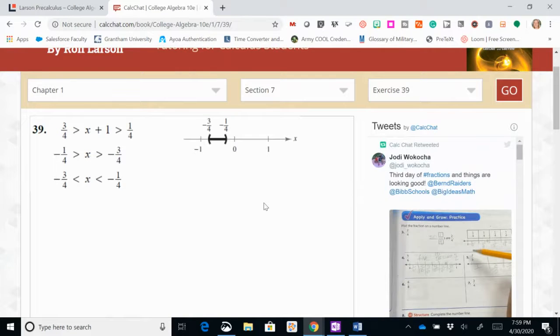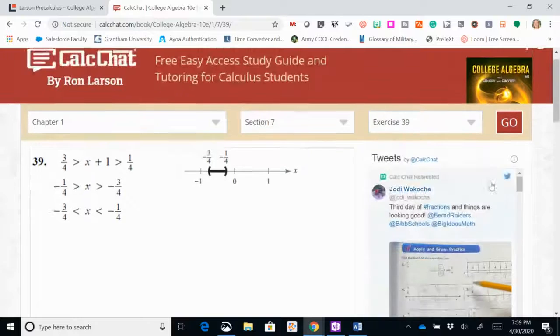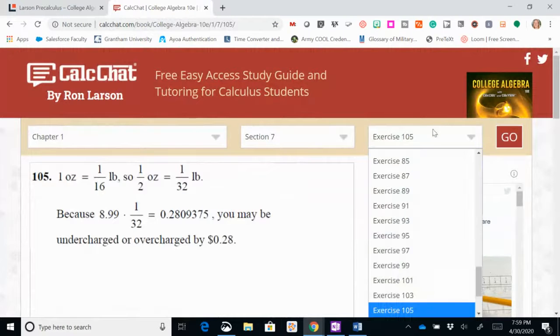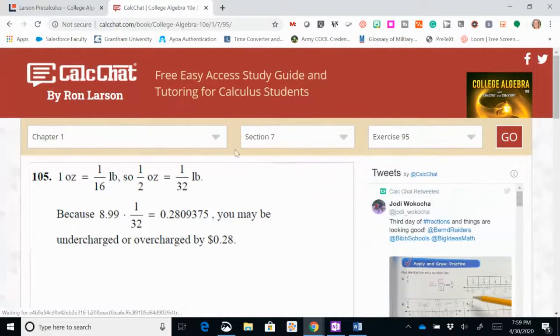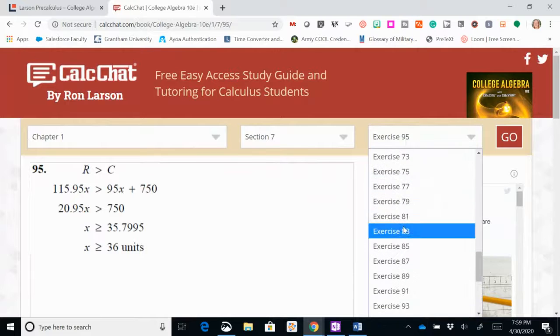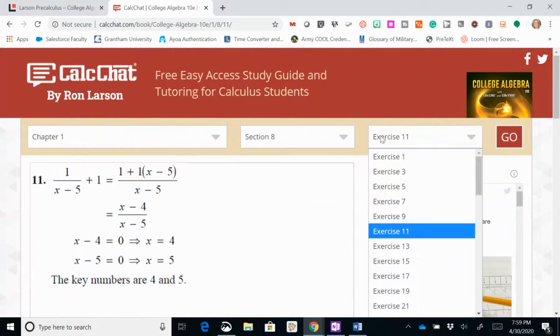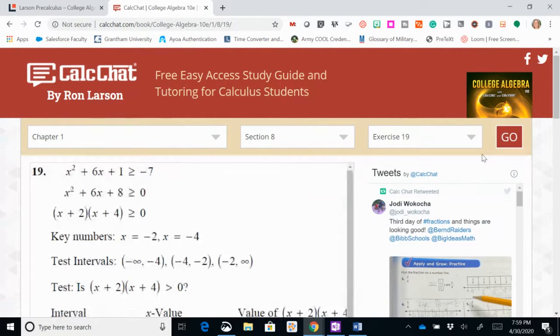Okay. Am I in the wrong book? Like, this is not matching. Oh, I'm in the right book. Chapter 1, Section 7. These are all linear ones. Oh, maybe I'm in 1. That's 8. I was in the wrong section. That's why. Let me find a problem.